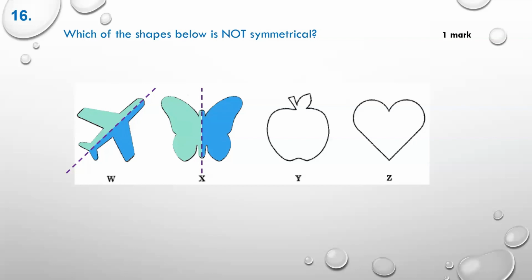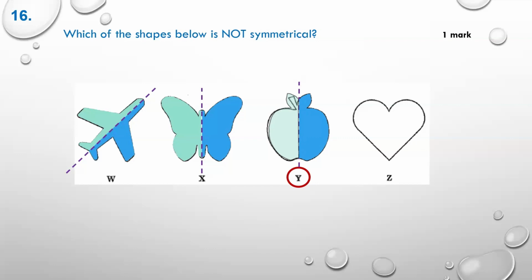Let's look at Y. Looks like an apple. Can we fold this in a line where we're getting it to be symmetrical? We have a mirror line. Well, if we look at the base, we know it's going to go in the middle through the base. So let's draw a line straight up. And if we look at what's on the right-hand side, if I bring it across onto the left side, does it fit exactly? No, it doesn't. Because the leaf on the right side, there's no leaf on the left. So therefore, Y is not symmetrical. And that is our answer.